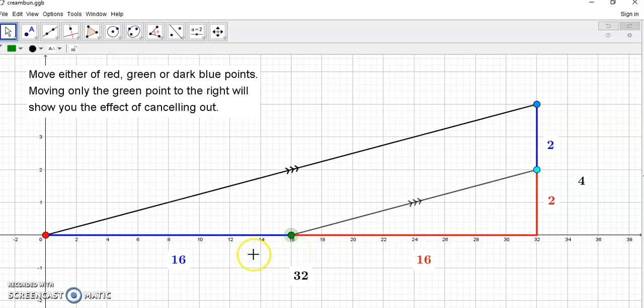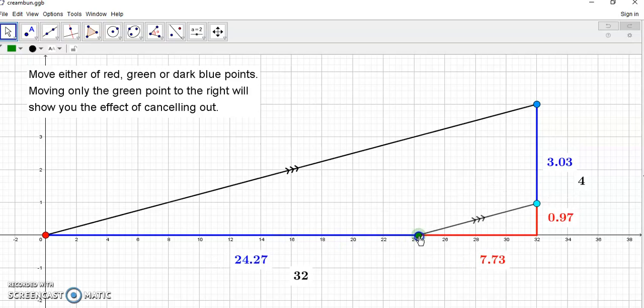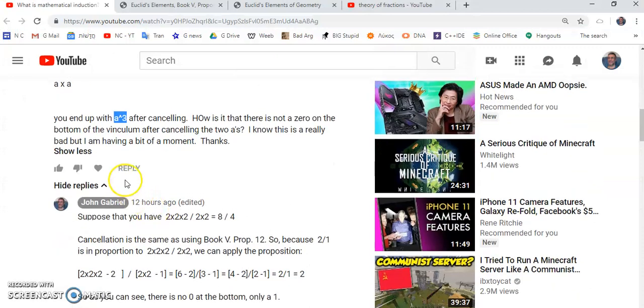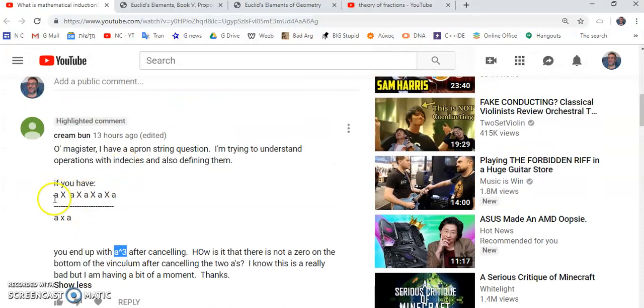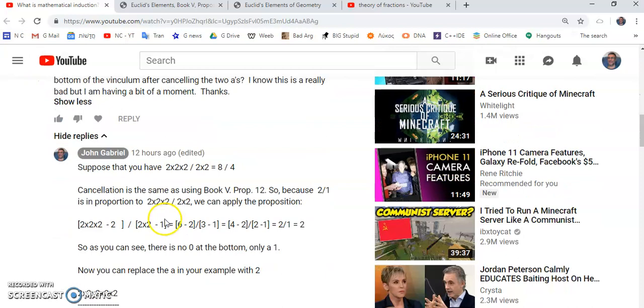And again, if you divide 16 by 2, you'll get 8. And of course, if you divide 2 by 2, you'll get 1. So you'll end up with 8 over 1, which is the result of substituting 2 in here, right? And saying 2 to the power of 5 divided by 2 to the power of 2 is the same as 32 divided by 4, which is 8 over 1, or just 8, okay?